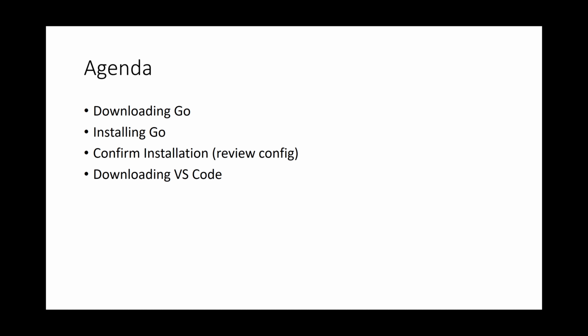So first thing I'm going to do is I'm going to download Go. I'm going to show you how to do that. Then we're going to install Go on this computer. And then we're going to do a few things just to confirm that it was downloaded and configured correctly, and I'll show you how you can review the config. Then we're going to download VS Code, which is a text editor by Microsoft. It's a really nice little text editor, and so if you're watching this video, it's in the title. Hopefully that's the reason why you're here, is you want to use that text editor.